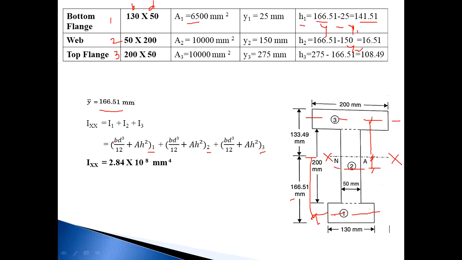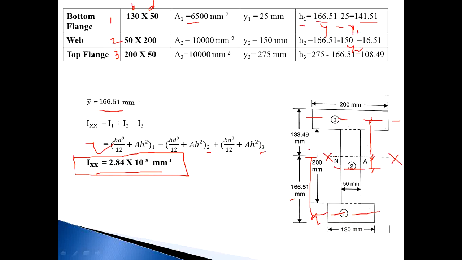So put all values in for the corresponding sections, that is section number 1, section number 2, section number 3. We already know the B value, D value, area and H1 for section number 1, same for section number 2 and same for section number 3. Put all values in this equation and calculate the moment of inertia, and the Ix value becomes 2.84 into 10 raised to 8 mm raised to 4. This is the moment of inertia for the composite section.